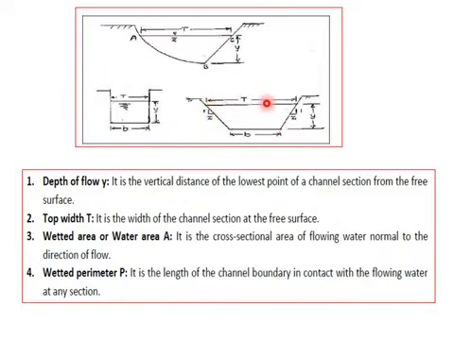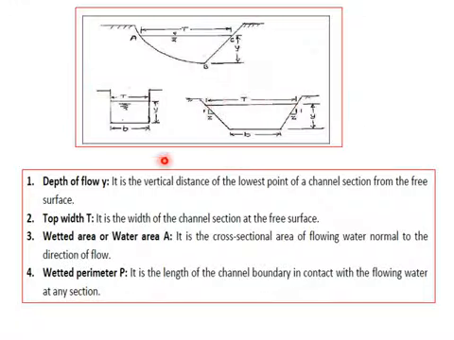So what is top width? Top width is the width of the channel section at the free surface. It is not this width of the channel, it is the width of the channel section at the free surface. So here also it is the width of the channel section at the free surface. Similarly this will be the top width.